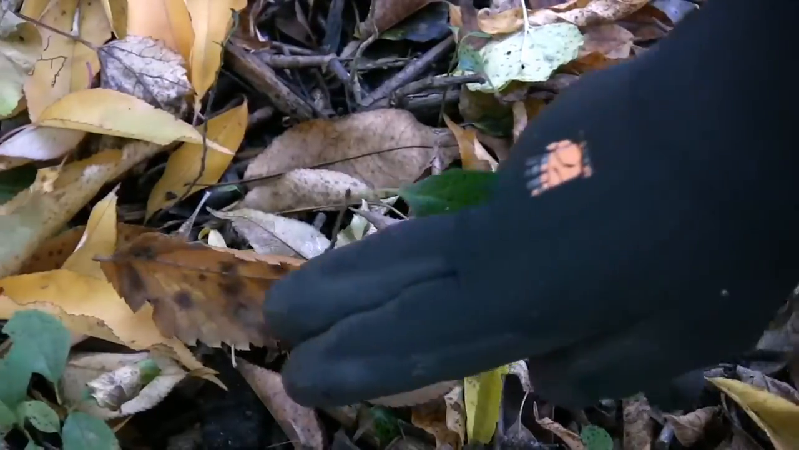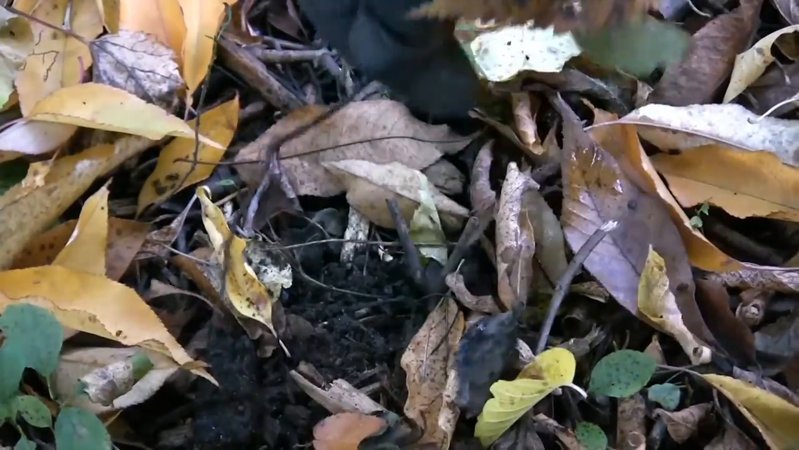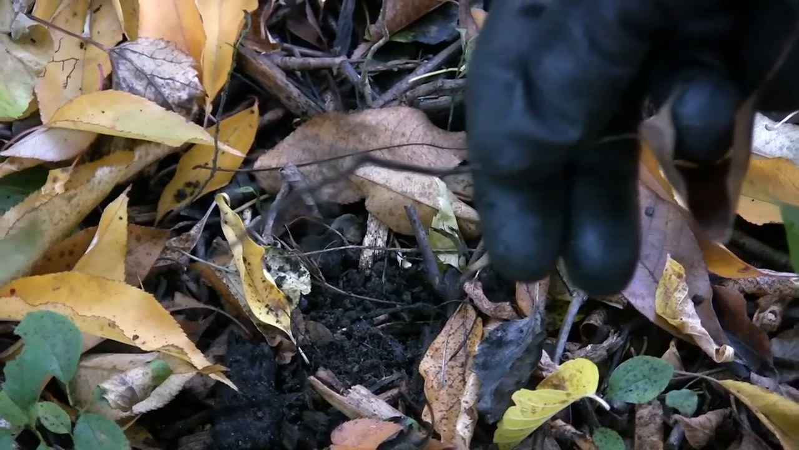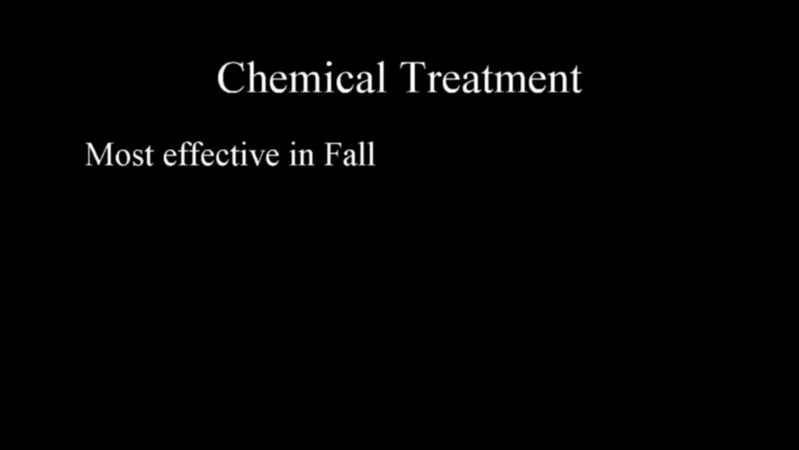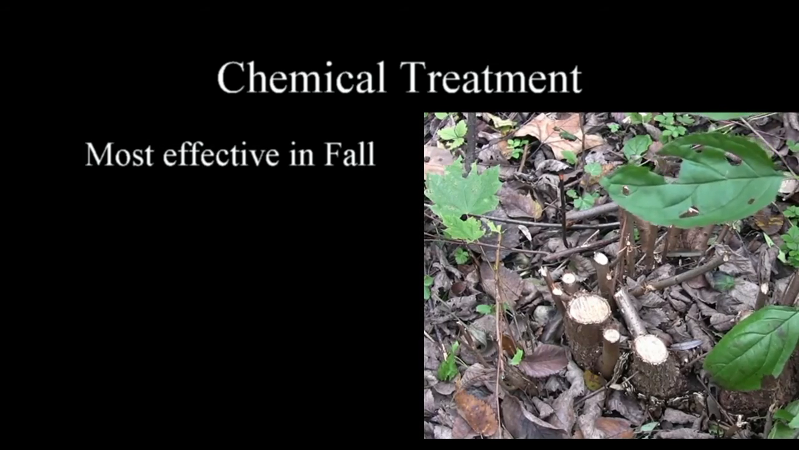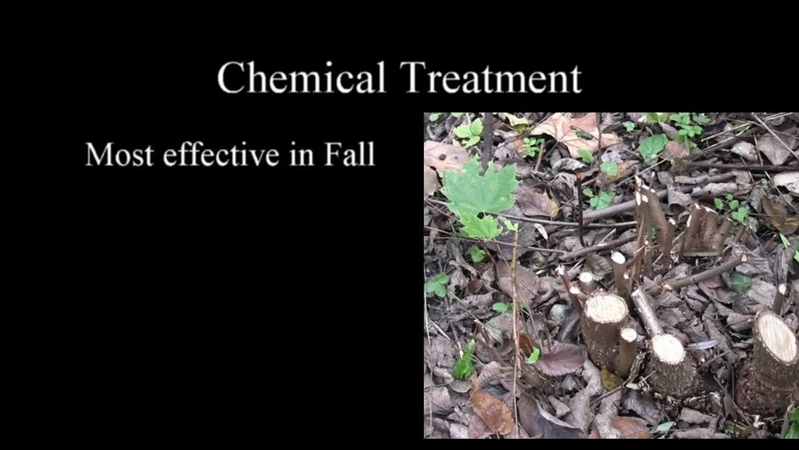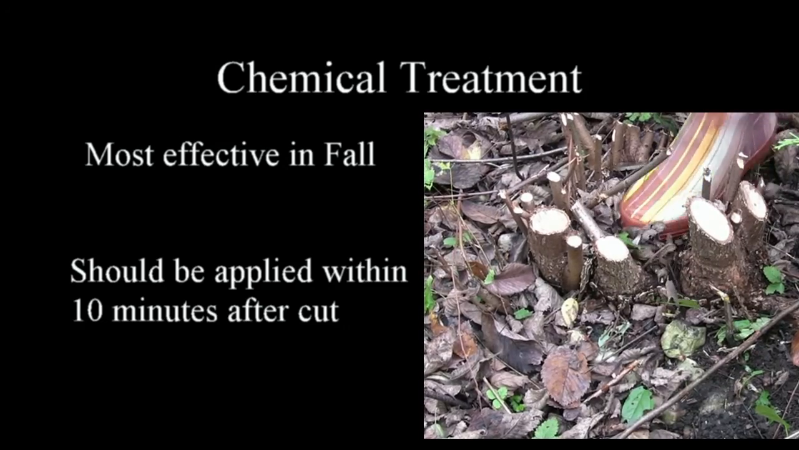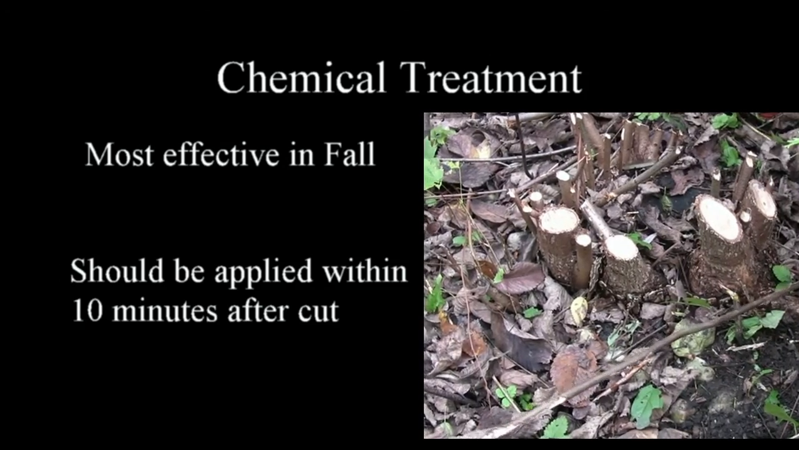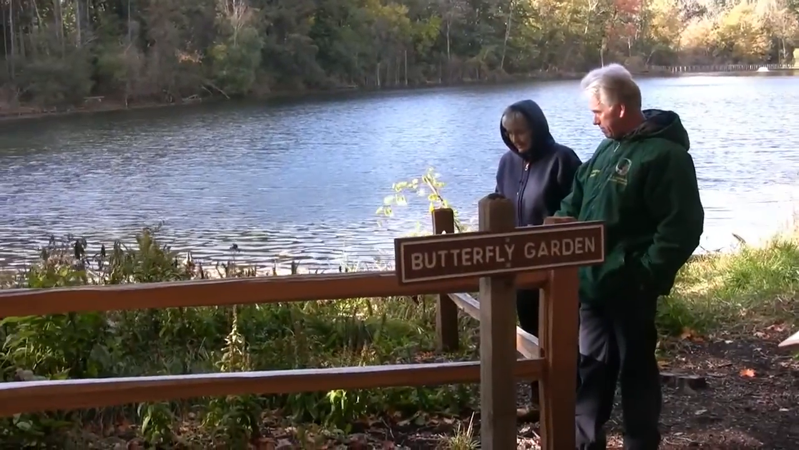Small buckthorn plants can be controlled by hand pulling or digging at any time of the year. However, chemical treatment, which is sometimes the only practical option, is most effective in the fall. Because buckthorn stumps resprout quickly after cutting, the herbicide chemical is most effective if applied within 10 minutes after the cut is made. The results of buckthorn removal can be seen at the E.L.